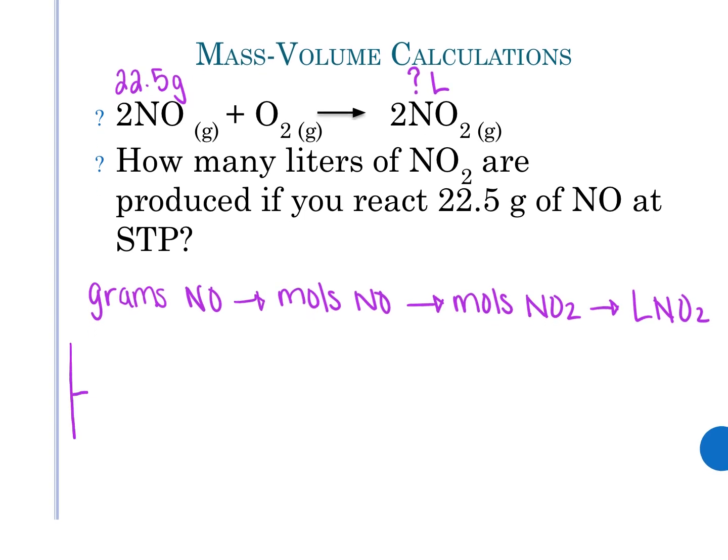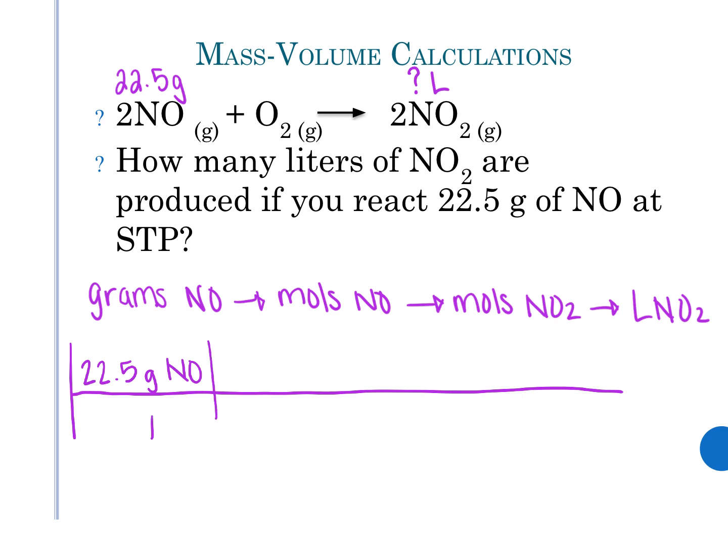Okay, so now we can do the dimensional analysis part. So what number goes in that very first box? 22.5. Okay, 22.5 grams of NO. And we have to get from grams to moles. So what do you use to convert between grams and moles? Starts with an M. Good. Molar mass. Okay. Where do you find the molar mass? Periodic table. Good. Nitrogen is 14.01 and oxygen is 16.